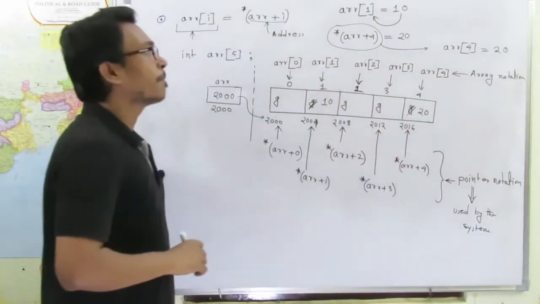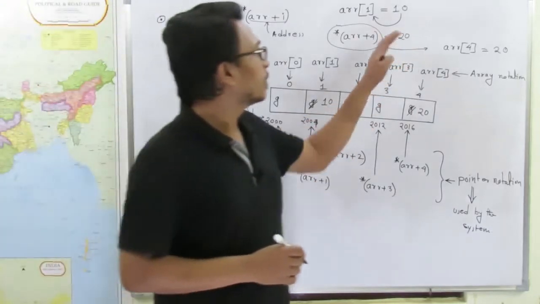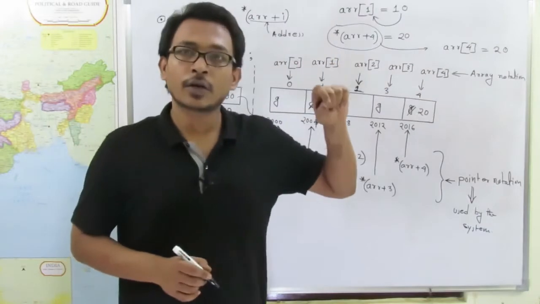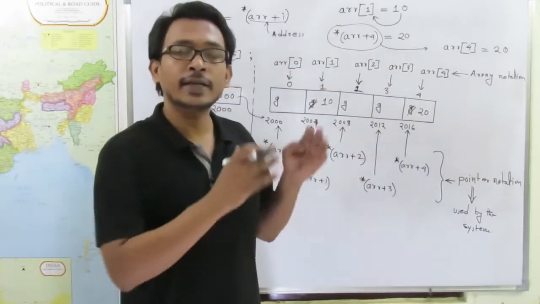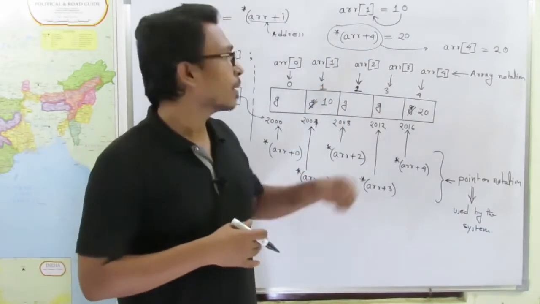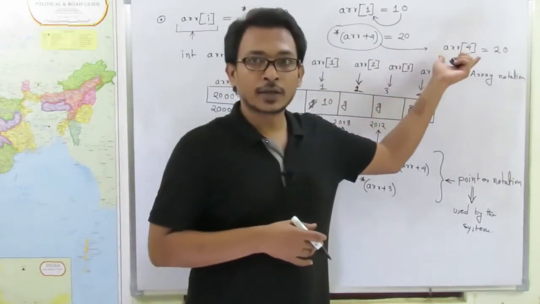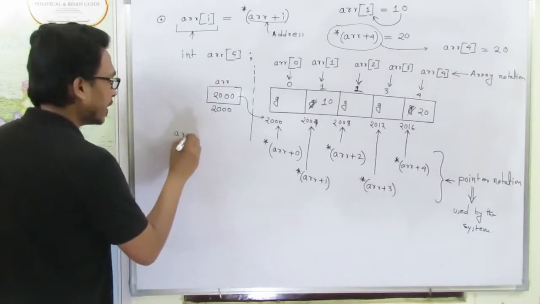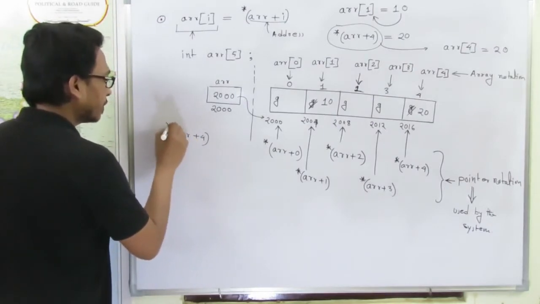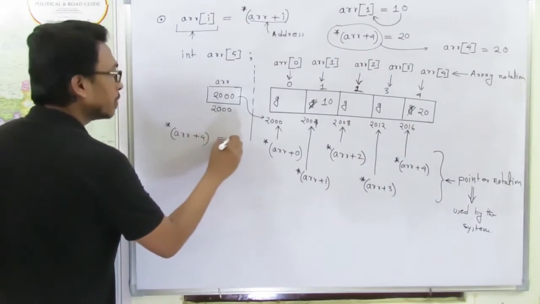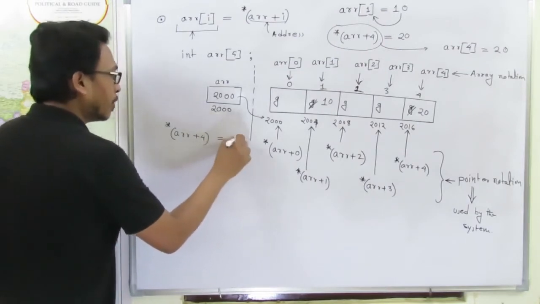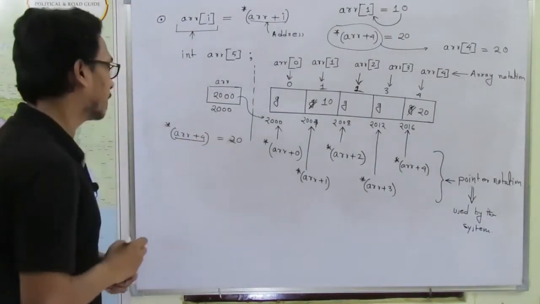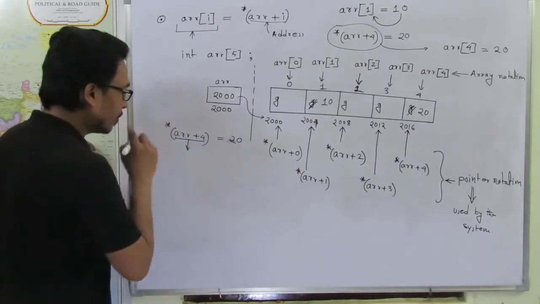Now coming to pointer notation: here we convert the pointer notation into array notation, then find the location and store the value 20 at that location. But we can also do it without conversion. How? The instruction was *(ARR + 4) = 20. What do we need to perform first? We need to perform the addition operation first.